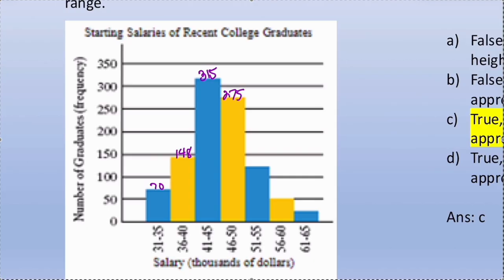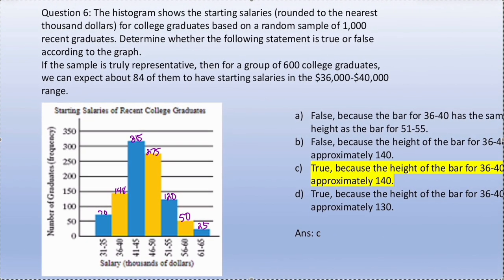This looks right smack in the middle of 250 and 300. Let's go 275. This one looks right between 100 and 150. So maybe 120, 125. This one looks to be really close to that 50 line. So let's call it 50. And this one looks about 25. So that's just going to help us answer the question. So now it's time to answer the question.